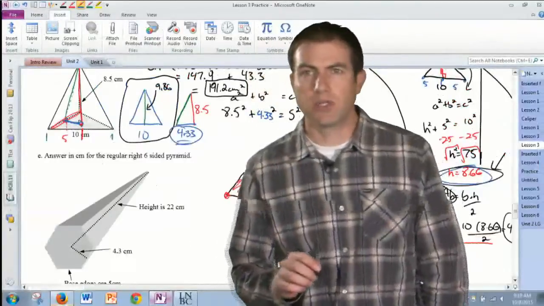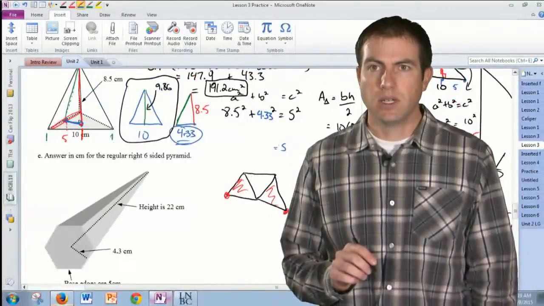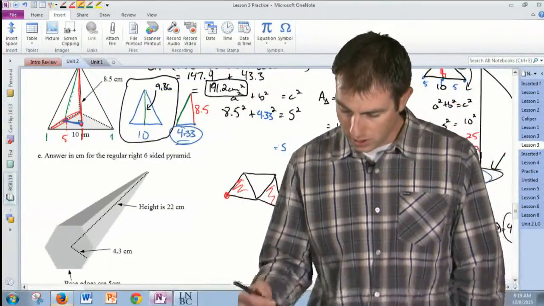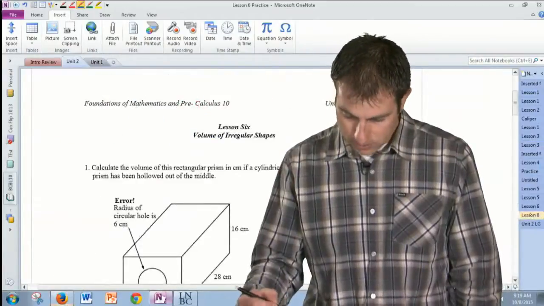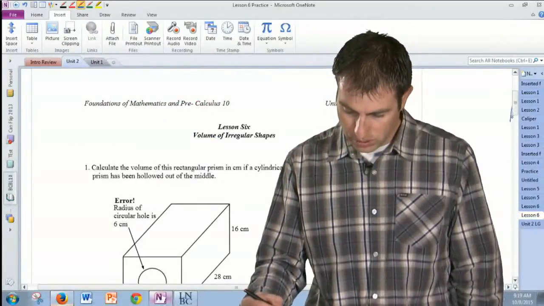Looks like the first question we have is lesson 6, worksheet number 3. 1, 2, 3.